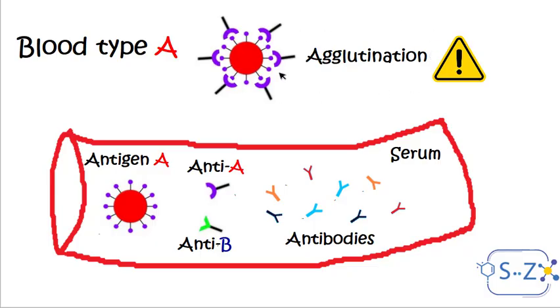So after talking about agglutination, can a person of blood type A having antigen A on his red blood cells have anti-A antibodies in his serum? Of course not. He shouldn't. He will have anti-B antibodies. And having anti-B antibodies is not dangerous because look at the shape of the antibody, the binding site of the antibody. It can't bind to the antigen, so it doesn't lead to agglutination.